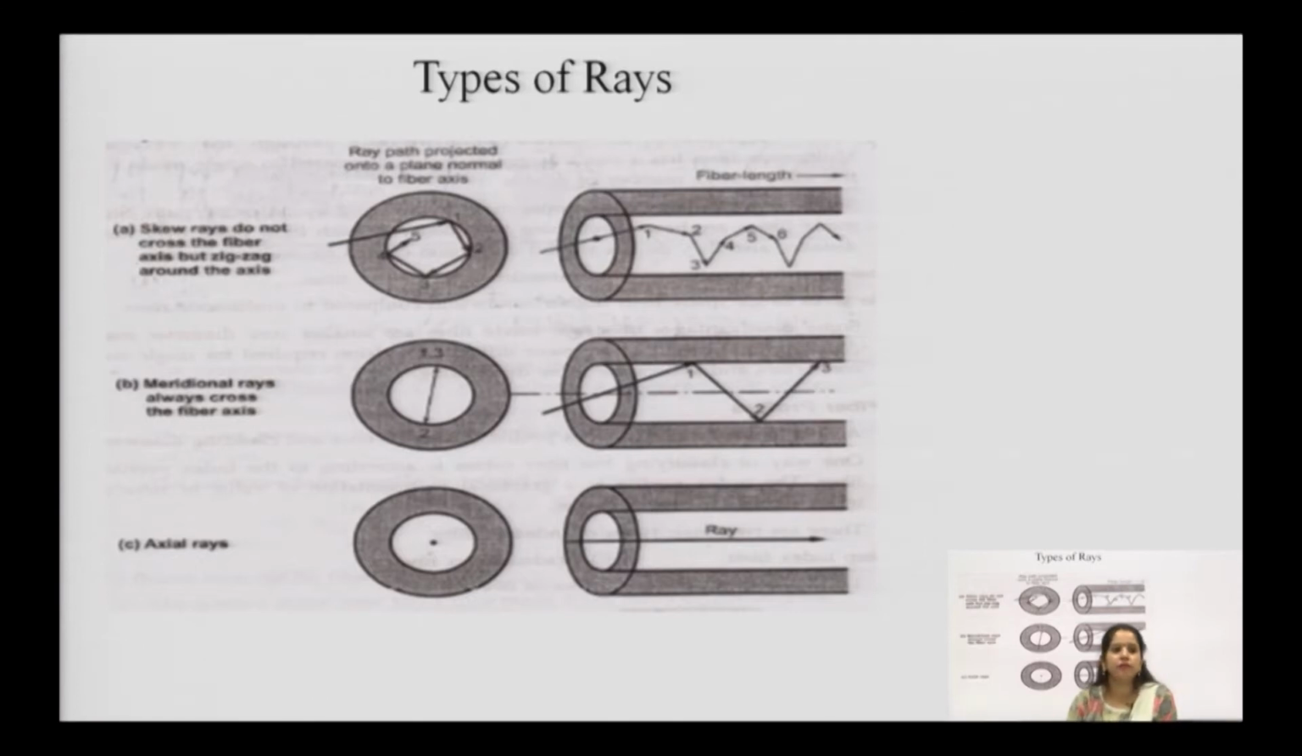Let us look at the figure representing the movement. Here comes the first, we are talking about the axial rays. Of course, this dotted line is the axis of the fiber, and the ray which is travelling parallel to the axis of the fiber is our axial ray.